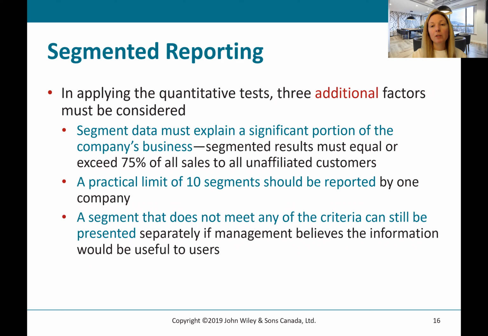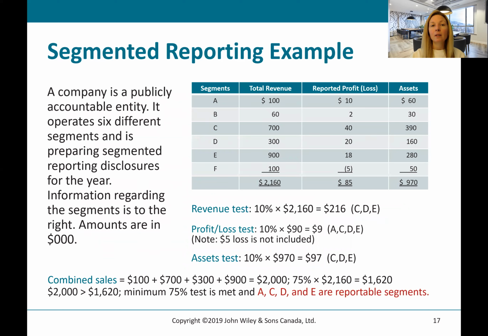In applying the test, we also need to think about additional factors, like segmented data must explain a significant portion of the business. A practical limit of 10 segments is enforced, which is great because can you imagine if you had 20 different business segments? And a segment that doesn't meet any of the above criteria can still be presented separately if management believes the information would be useful to users.